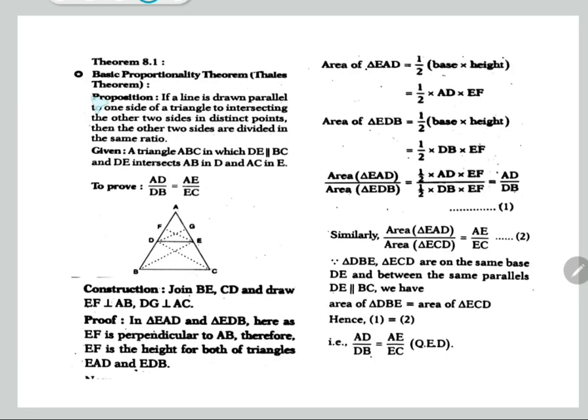Now this is the first theorem, the basic proportionality theorem or Thales theorem. Proposition: if a line is drawn parallel to one side of a triangle intersecting the other two sides in distinct points, then the other two sides are divided in the same ratio. What is given? A triangle ABC in which DE is parallel to BC and DE intersects AB at D and AC at E.